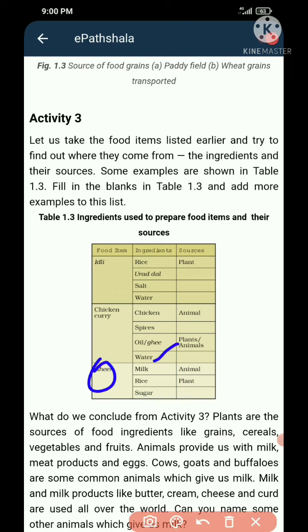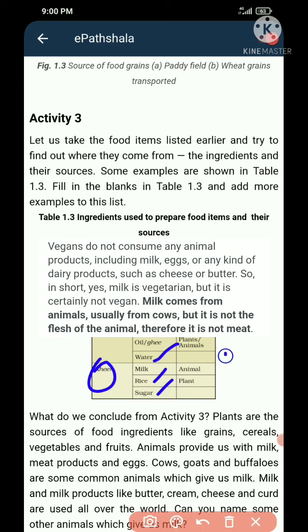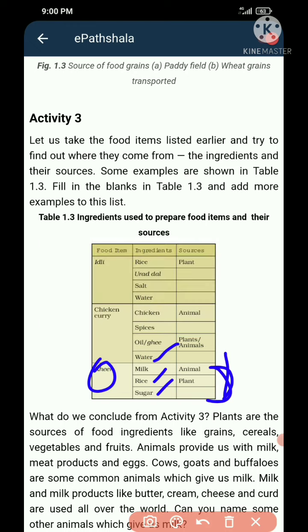Next example is kheer. Kheer is made up of milk, which is an animal product, rice and sugar. So this is also called vegetarian because we take this animal product as a vegetarian food.